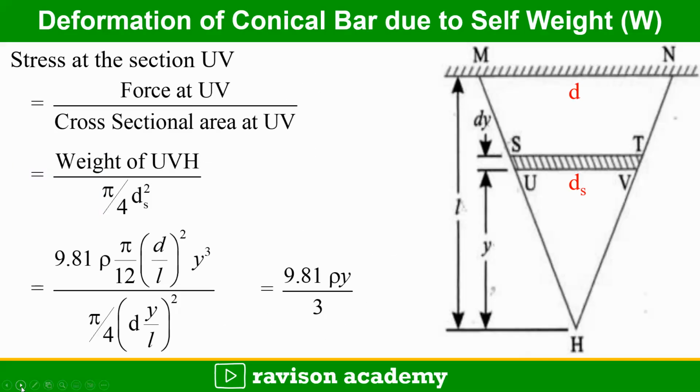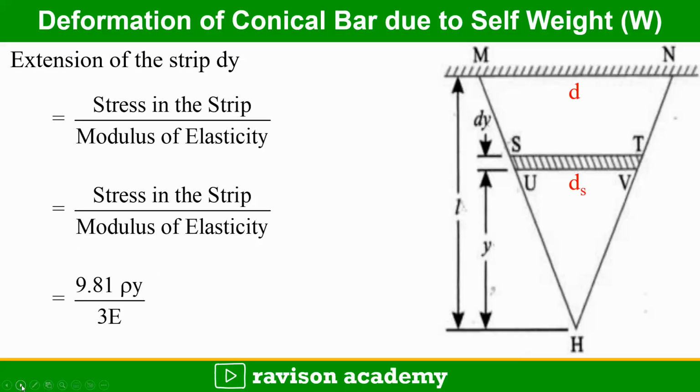Considering the stress at the section UV, we know that stress is equal to load by area: force at UV over the cross-sectional area of UV. The load at UV is 9.81 rho into pi by 12 into d by L the whole square y cube, divided by the cross-sectional area at UV. The UV diameter is ds, so we can write pi by 4 into d into y by L the whole square. So we will get 9.81 rho y by 3.